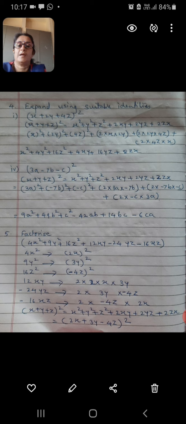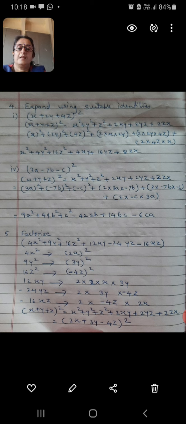Using the same identity, we are going to do one more, but here there are negative signs: (3a minus 7b minus c) the whole bracket square. Instead of the first one where there were all positive signs, here it is negative sign. Use the same identity (x + y + z) square. Replace x with 3a, y with minus 7b and z with minus c. You will get 9a square plus 49b square plus c square minus 42ab plus 14bc minus 6ca.